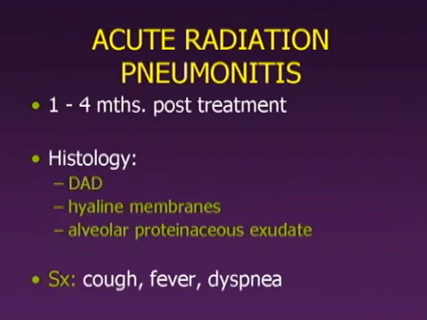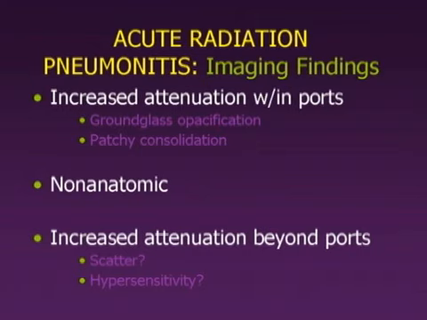Acute radiation pneumonitis occurs 1 to 4 months post-treatment. Histology shows diffuse alveolar damage, alveolar proteinaceous exudate, and hyaline membrane formation, and symptomatically the patient will present with cough, fever, and dyspnea. The imaging findings are going to be recognizable as increased attenuation within the radiation ports. Generally, early on, this will be appreciated as ground glass opacification, patchy areas of consolidation, and because it's within the radiation ports, it's going to be non-anatomic in distribution.